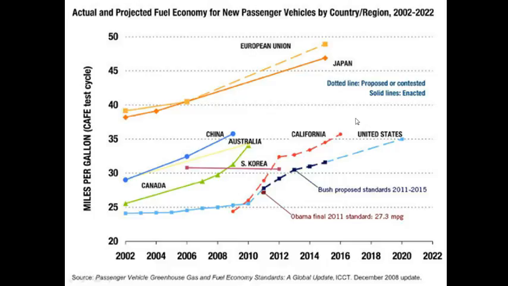Let's look at actual versus projected fuel economy of passenger vehicles by country and region for 2002 to 2022. The vertical axis is miles per gallon. The horizontal axis is time. Notice that in Europe and Japan, the fuel economy, both actual and projected, is very high compared to everywhere else plotted. Also notice the United States is one of the lowest. California out-exceeds most of the rest of the United States. It has different standards. California is much more stringent.